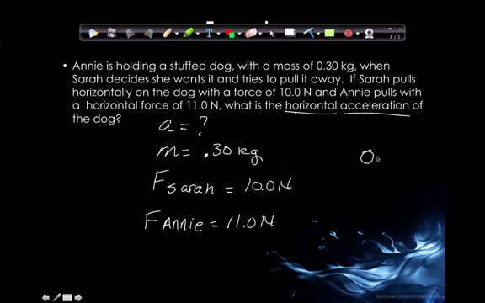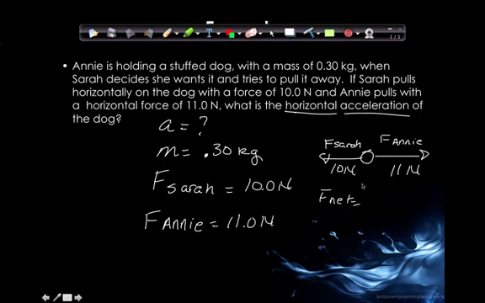We have a dog, and Annie is pulling the dog with 11 newtons of force, and Sarah is pulling the dog with 10 newtons of force. So we need to know the net force on the dog. Because we're moving in opposite directions, we're going to subtract. So 11 newtons minus 10, and the net force is actually 1 newton towards Annie. So the net force is 1 newton.